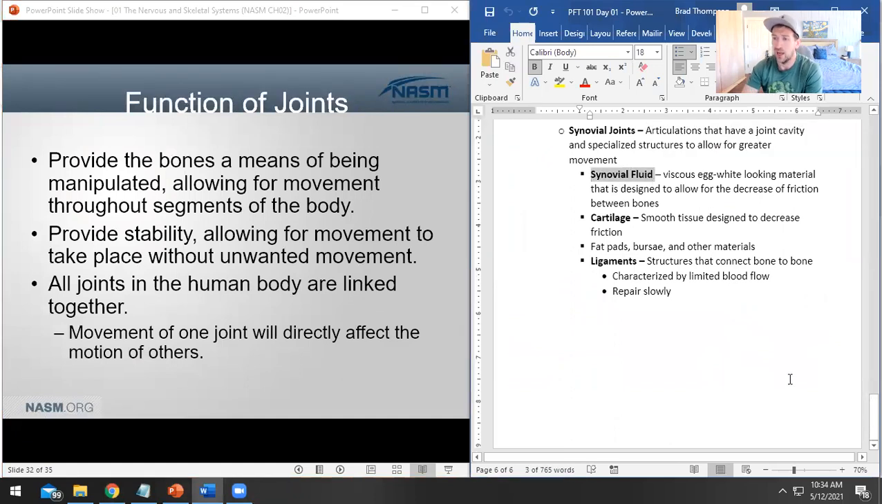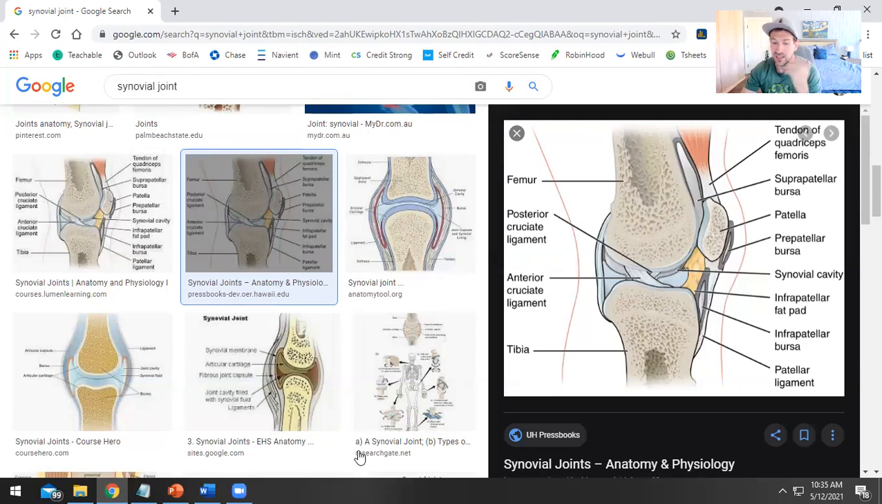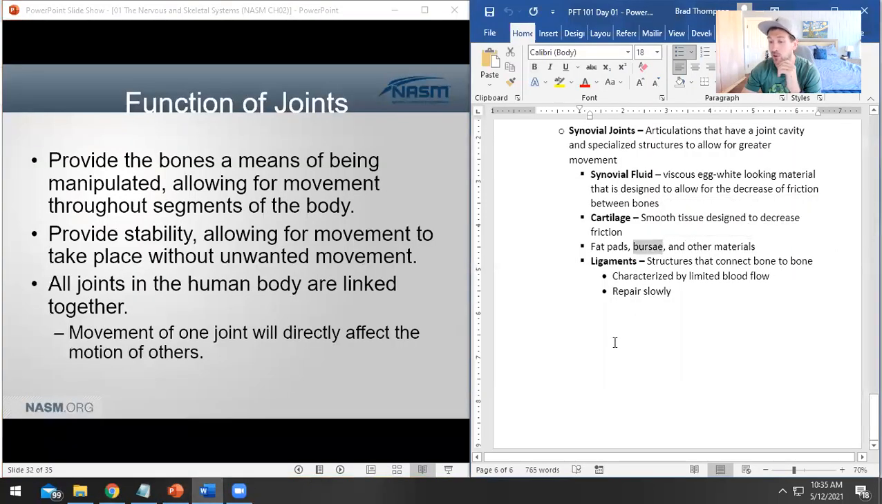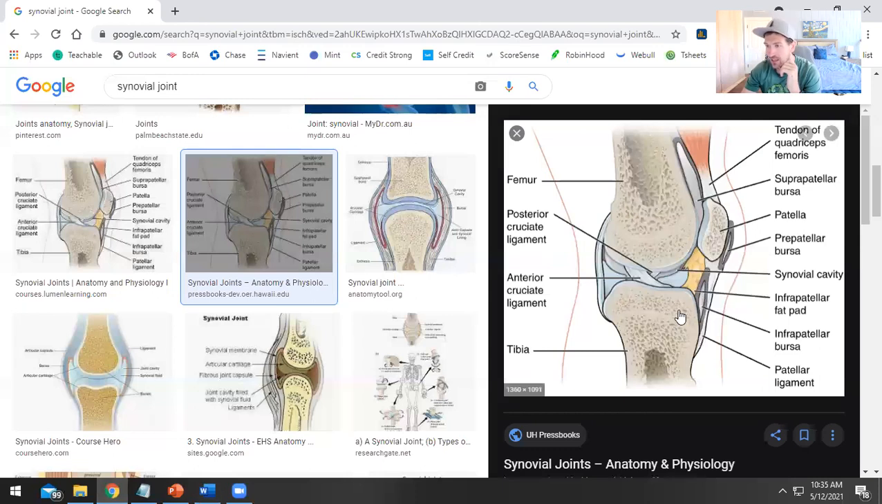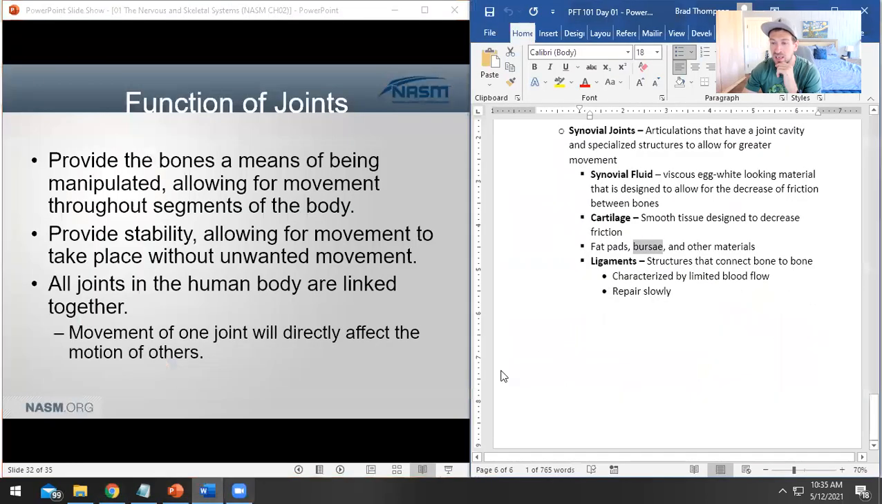synovial fluid, which is sort of this egg white looking material. It's a goo that lives inside your joint that decreases friction. They're going to have cartilage just like your cartilaginous joints do, which is sort of the smooth tissue that also prevents friction. Sometimes they'll have little things called fat pads, which you can see here, which is again designed to reduce friction. Sometimes you'll see bursa, which are these little fluid-filled sacs. You can see right here, this little fluid-filled sac that's preventing this muscle from rubbing on the bone. And sometimes you'll see other materials in there as well.